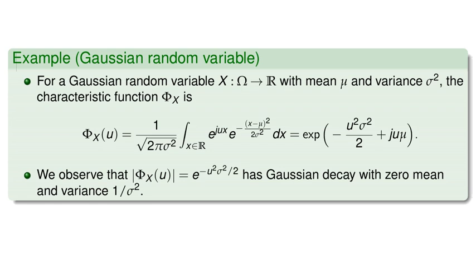An interesting observation here is that the magnitude of this characteristic function, the absolute value of phi sub x of u, which is e to the power minus u squared sigma squared over 2, exhibits Gaussian decay centered at 0 with a variance of 1 over sigma squared.